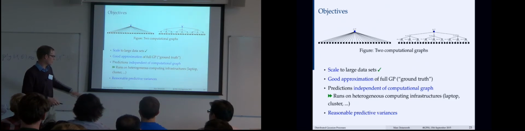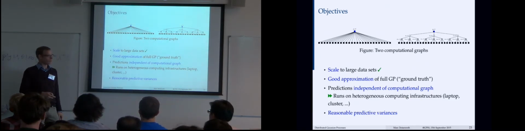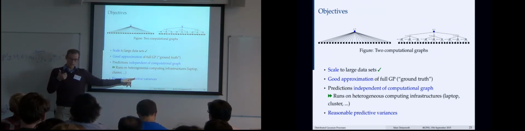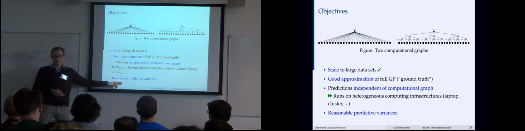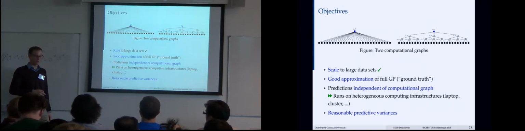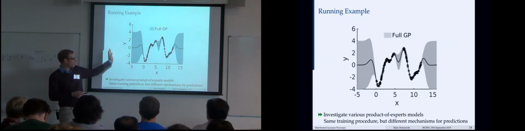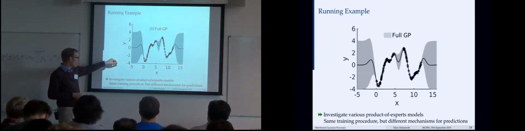So the variances are interesting. And all the applications I mentioned earlier, data visualization, the robotics part, and the Bayesian optimization part, they all live from these predictive variances. So that is really an interesting and important property. Okay, I'm going to use this kind of example as a running example.